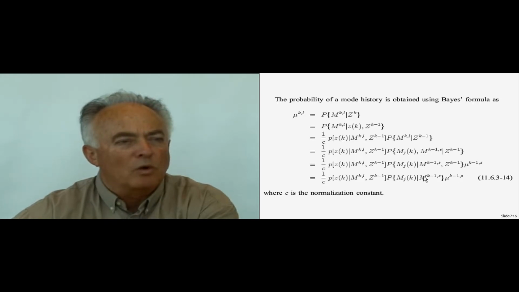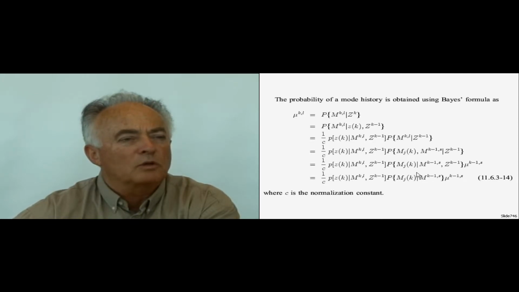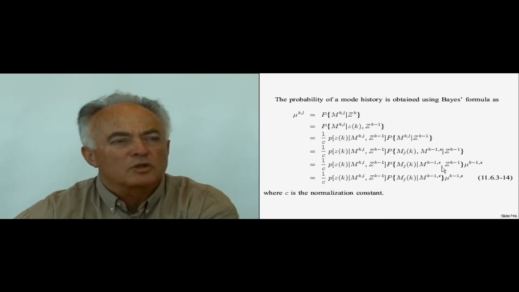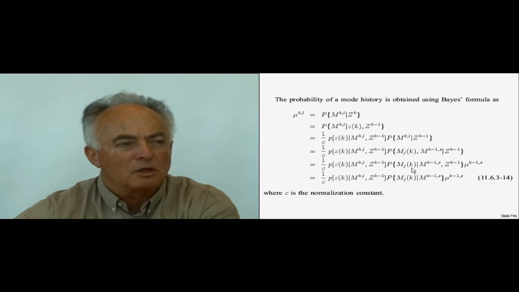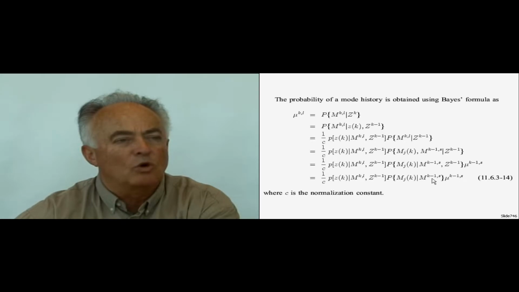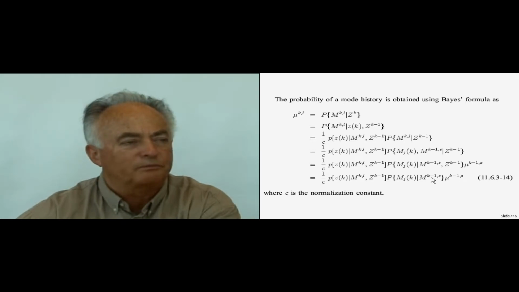So one more simplification can be done. Once you know the modes here, the past measurements don't matter because the jump probabilities are independent of the base state. So this conditioning can be eliminated, and we have here the probability of M_j^k given the parent sequence. And really, as indicated before, from the parent sequence, all we need is the last element.